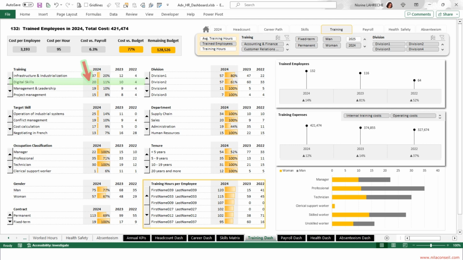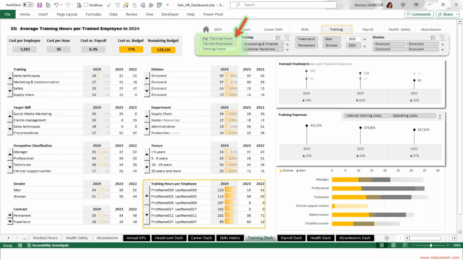20 employees were trained in digital skills, thus 11% of the workforce. By selecting the analysis of the average training hours, it is possible to notice that employees from Division 3 benefited from the greatest number of training hours. The average number of training hours decreased compared to 2023 for administration department employees.